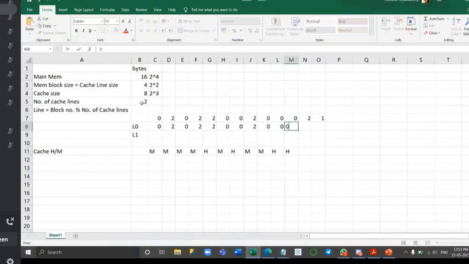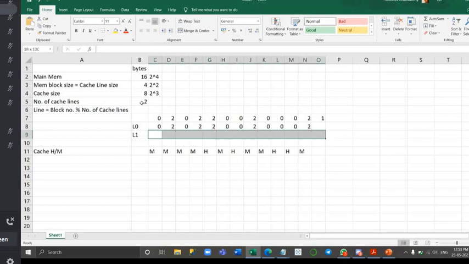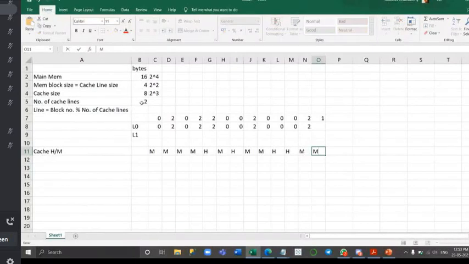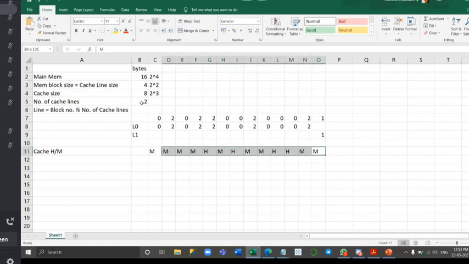Cache hit, 0 stays there. 2 comes in, 2 is not present in the L0 cache, right? So this is a cache miss first of all, and it overwrites 0 with 2. Now when 1 comes in, 1 modulo 2 is 1. It will search in line number 1 of the cache. It is not present anywhere, so it will denote this as a cache miss and store 1 here. Now we have a total of 13 instances.